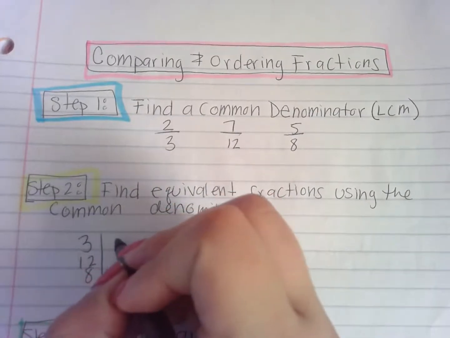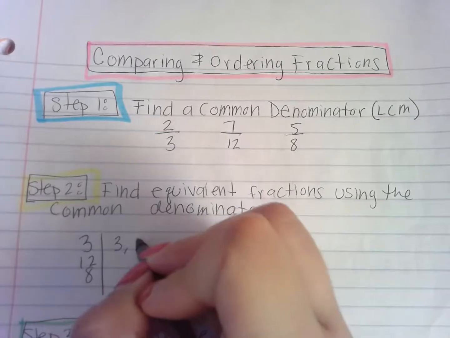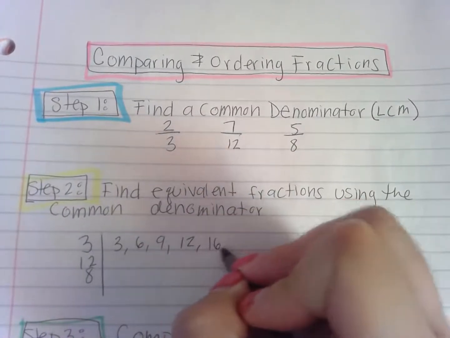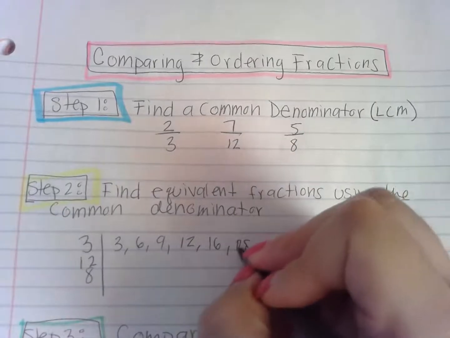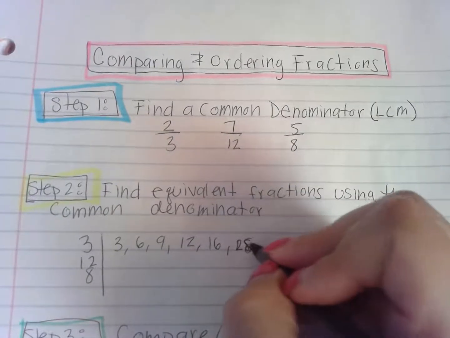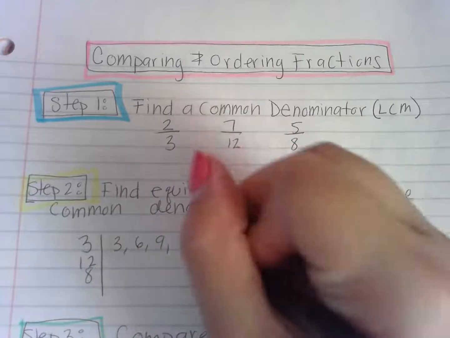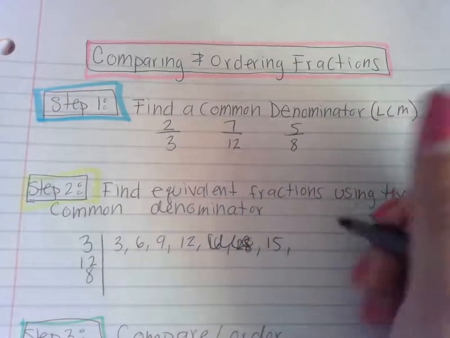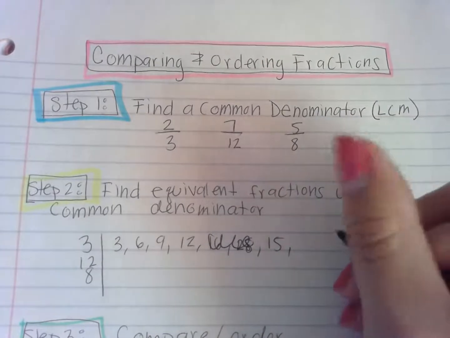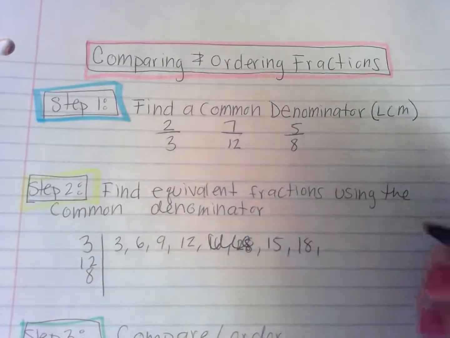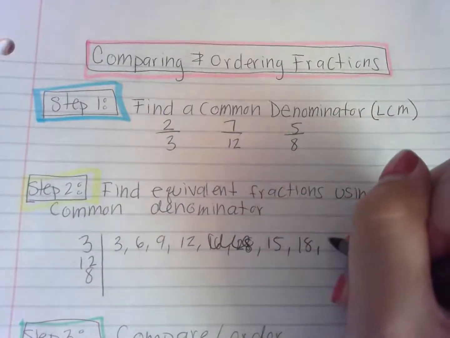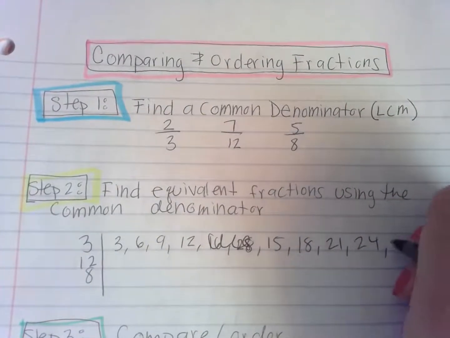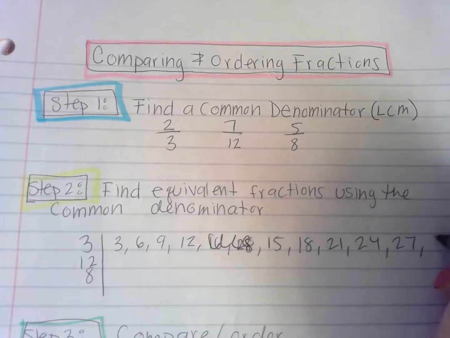So the multiples of 3, remember you always start with itself. 3, 6, 9, 12, sorry, I don't even know why I put 16. 3 times 5 is 15. 3 times 6 is 18. That's what I get for going too fast. 3 times 7 is 21. 3 times 8 is 24. 3 times 9 is 27. And 3 times 10 is 30.